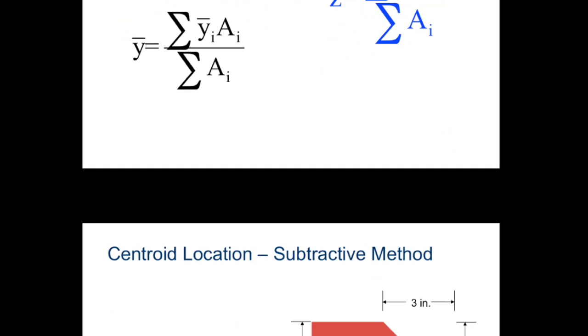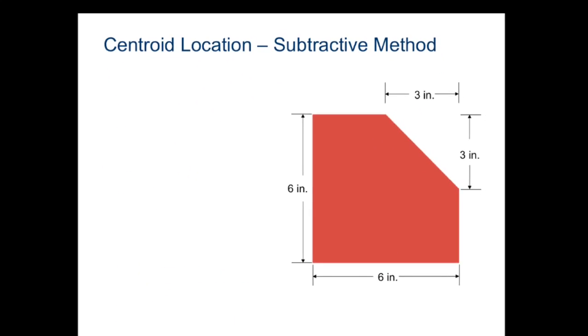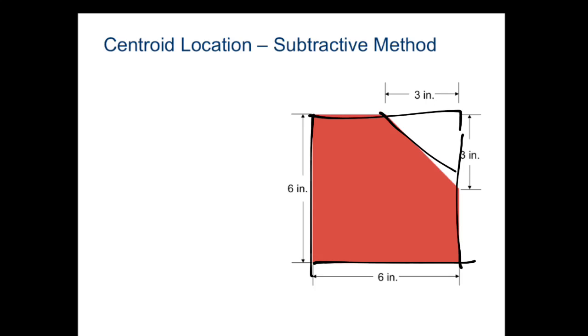So let's take a look at an example. This will be using what's called the subtractive method, where we take away some area. We could divide it up into a triangle and 3 squares, but it's easier in this instance if we just make it into one giant square and then also a triangle. So this would be shape 1, and this will be shape 2. Shape 2 in this instance will have a negative area because we're taking it away. That's why it's called the subtractive method.